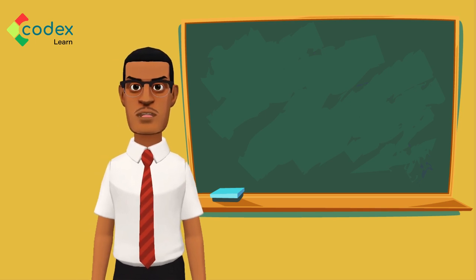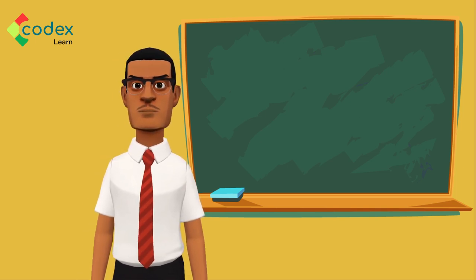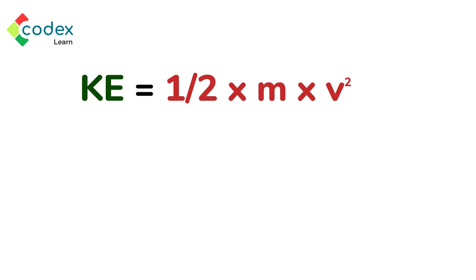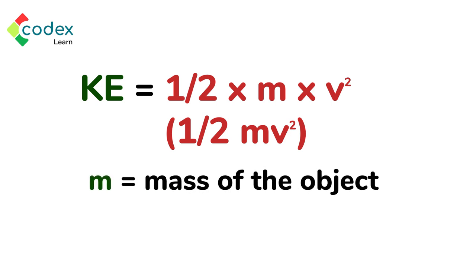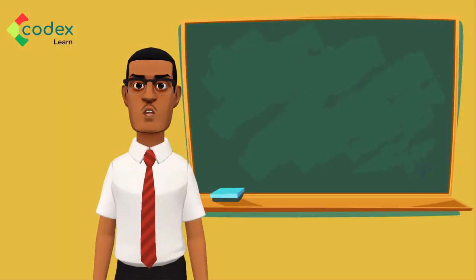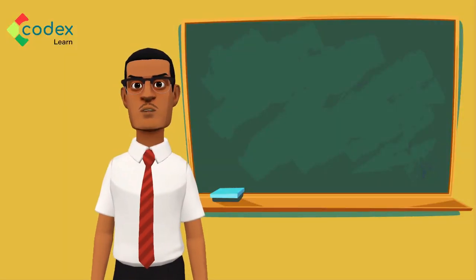Here is the equation for calculating kinetic energy, KE. KE equals half times m times v squared, or half mv squared for short. m equals the mass of the object and v equals the velocity. Don't worry, the equation is easy to understand.